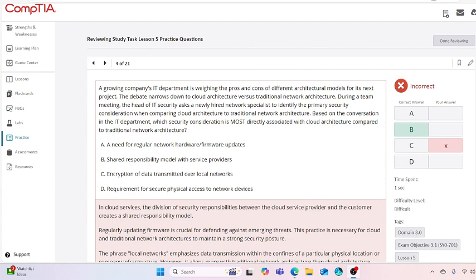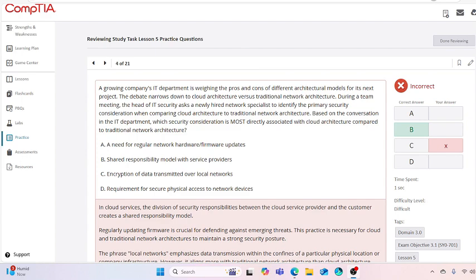A growing company's IT department is weighing the pros and cons of different architectural models for its next project. The debate narrows down to cloud architecture versus traditional network architecture. During a team meeting, the head of IT security asked a newly hired network specialist to identify the primary security considerations when comparing cloud architecture to traditional network architecture. Based on the conversation in the IT department, which security consideration is most directly associated with cloud architecture compared to traditional architecture?